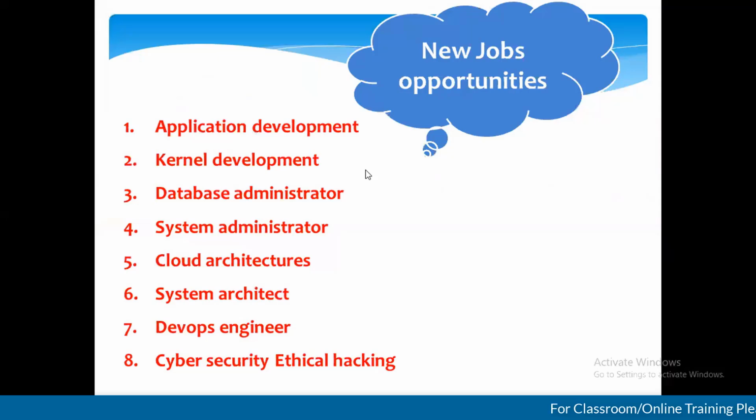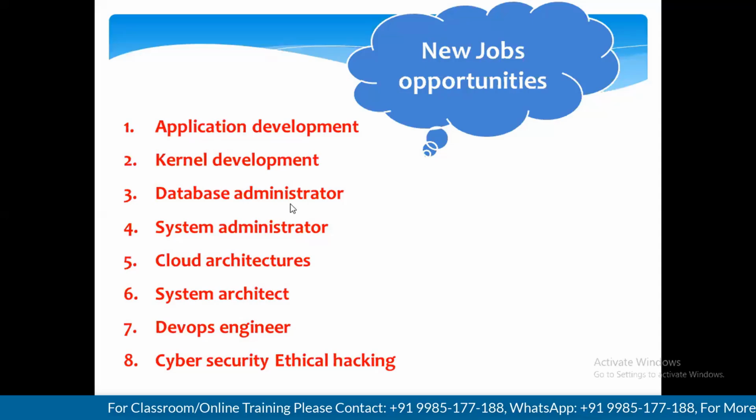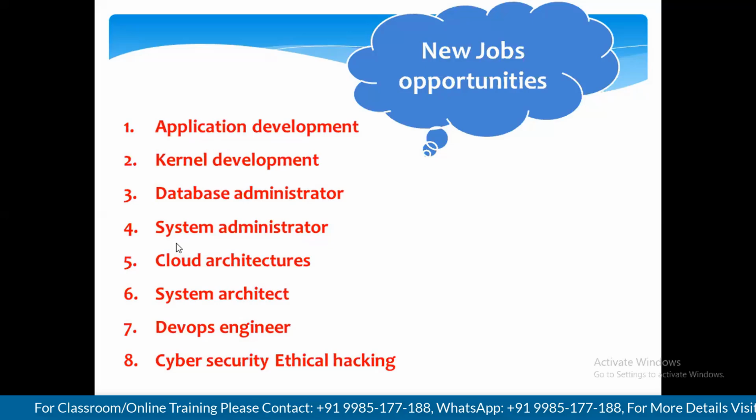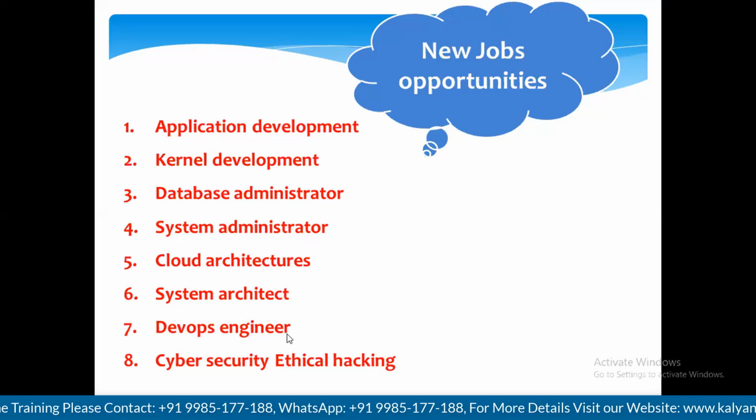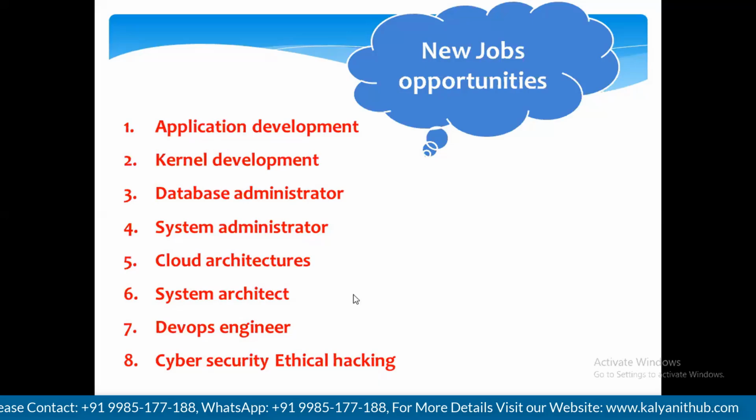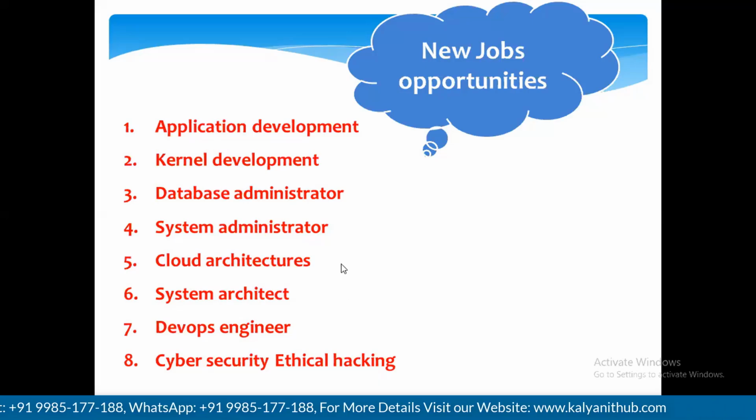Someone may have this doubt: sir, learning Linux is good, but what types of jobs are available in the IT industry? Yes, two types of jobs are available: one is development, one is operations. What is development? Source code writing, software code writers, who help with application development and kernel development. This is the development side. Next, operations. You can become a Linux engineer, a database engineer, a system administrator, a cloud architect, a system architect, a DevOps engineer, or a cyber security ethical hacking engineer. A lot of opportunities are available once you finish this course.